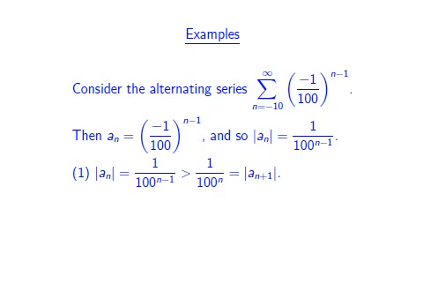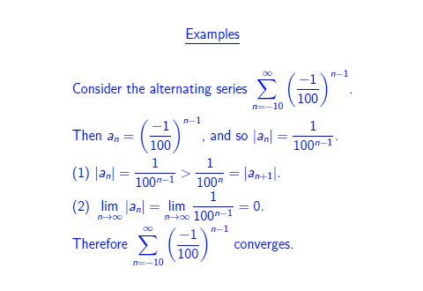For the second condition, we study the limit of the absolute value of a_n, which is the limit of the sequence 1 over 100^{n-1}. As this limit equals 0, the second condition is satisfied as well. Therefore, in this case, the alternating series test implies that this series converges.